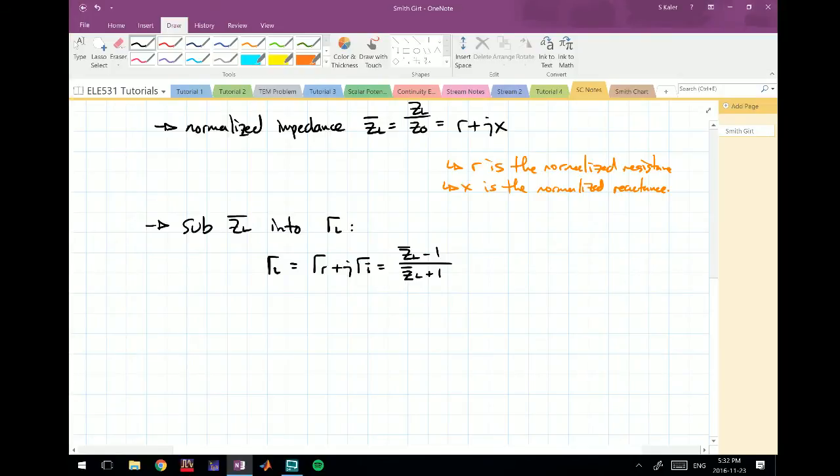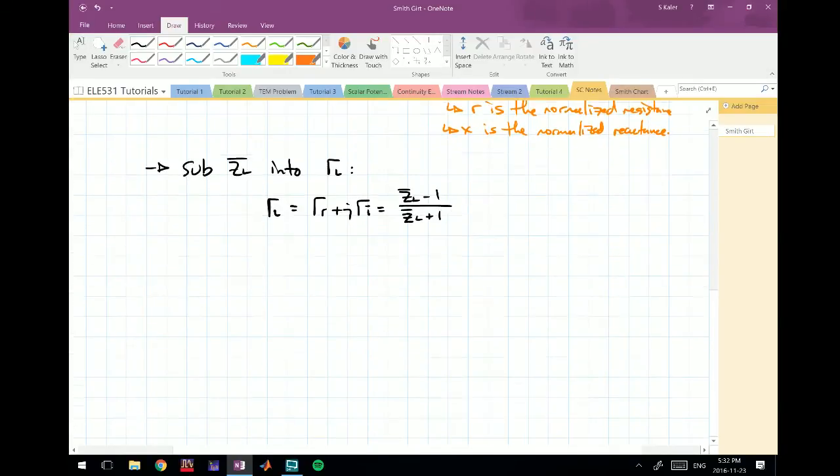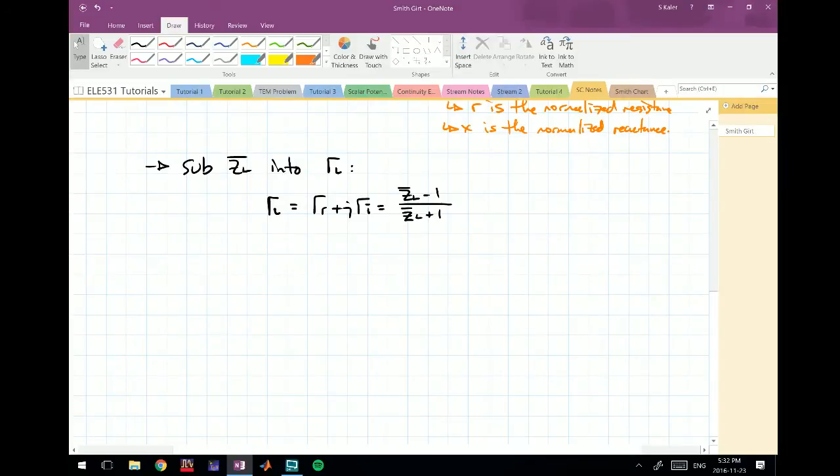Another way we can do this is if we rearrange this equation. We can solve in terms of ZL bar, which we say is r plus jx, if you recall, further up. So I'm going to rewrite this expression here, and I'm just going to flip it around, and I want to get all the gammas on the right side, and all the z's on the left side.